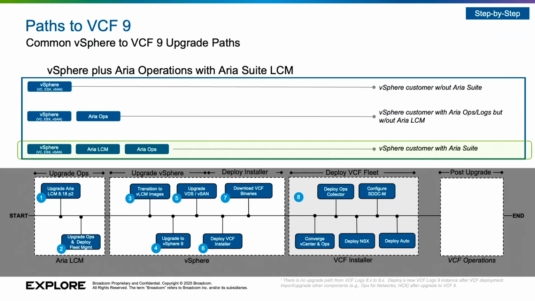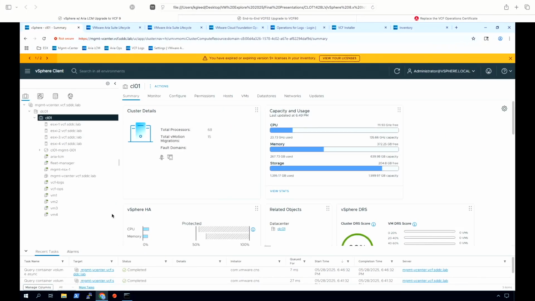If I come back here, let me just show you the inventory. You'll see here's the inventory of what's in my management domain after I completed the upgrade. So you'll notice there are new components that will get deployed. So when you are thinking about which vCenter instance, which cluster do I want to become my new management domain, remember there's going to be additional components deployed. Do you have the capacity for it? Do you have the space for it?